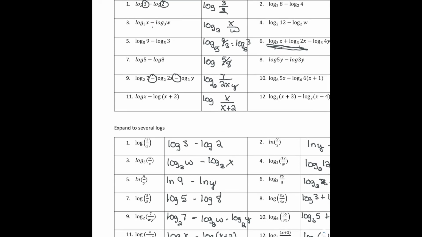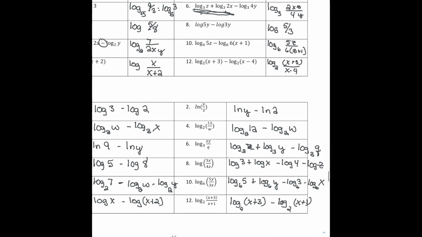Pause the video and come back and I'll show you what it is. Okay, welcome back. Here are your answers for 2 through 12. The only ones that were tricky, these two may have been a little tricky. X, Y both went in the numerator and then Q in the denominator. For this one, 3 and X are in the numerator and then 4 and Z are in the denominator. Same thing for 10.